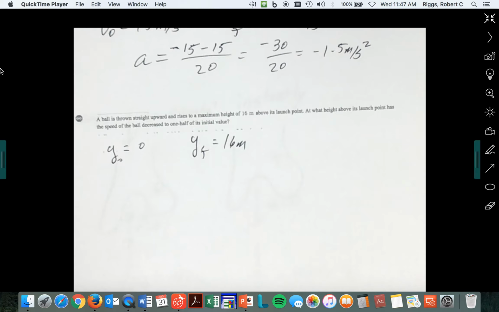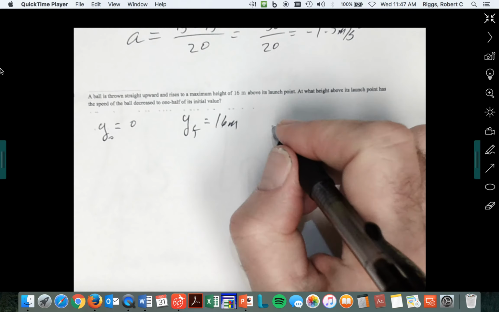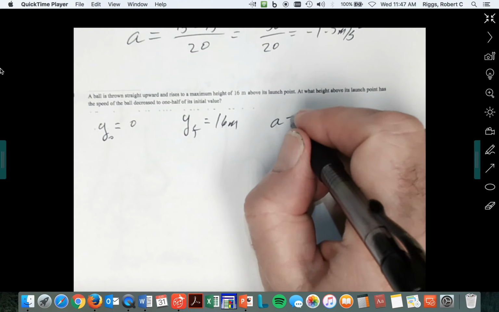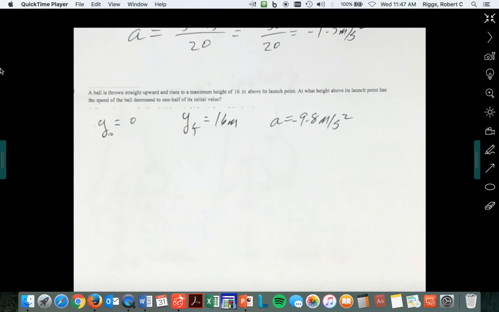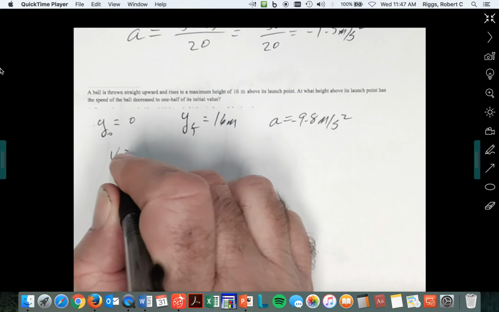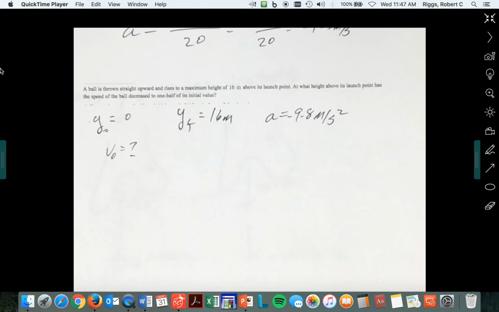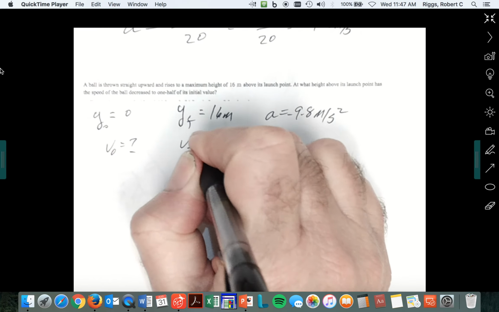And I know the acceleration is equal to negative 9.8 meters per second squared because it's g. So now, is there a way I can find the initial velocity? I think so, because the initial velocity I don't know. When it's at its maximum height, at 16 meters, what's the final velocity? You're right. It's equal to 0.